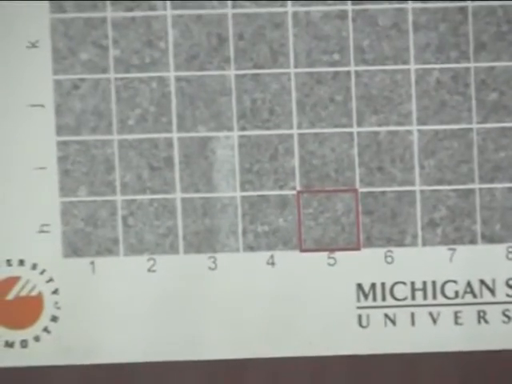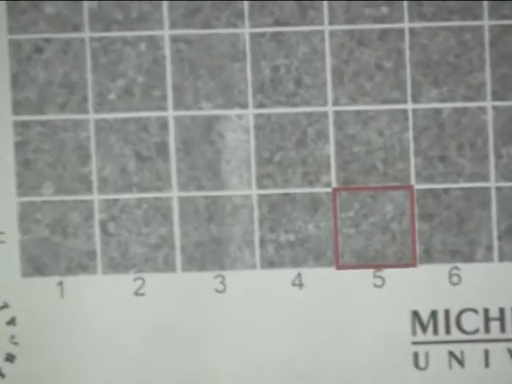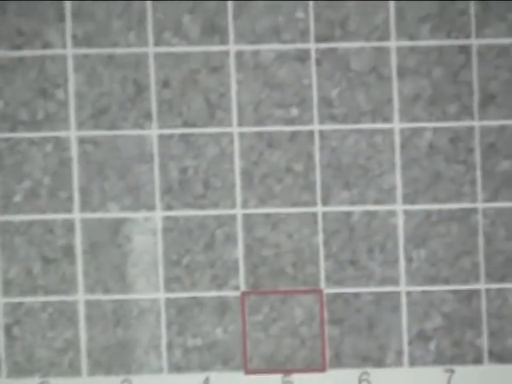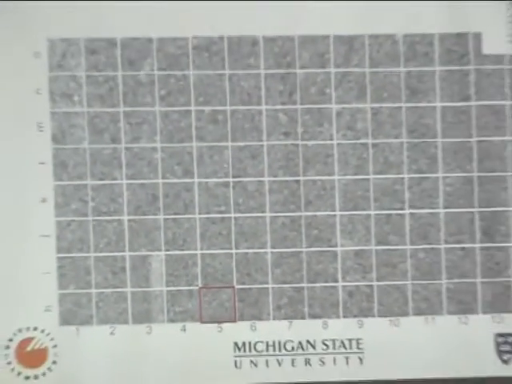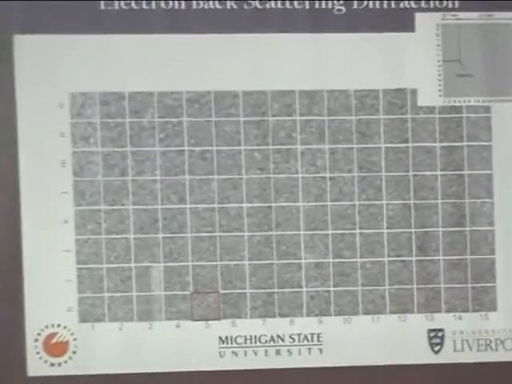It's red. Okay, so someone said, yeah, we don't know where the crack is. Yeah, we do.